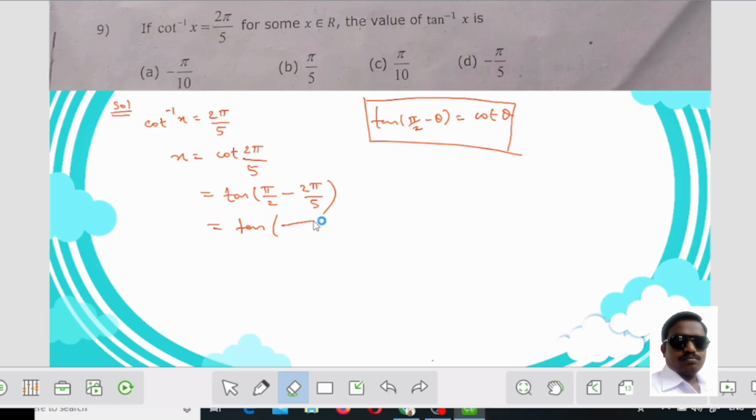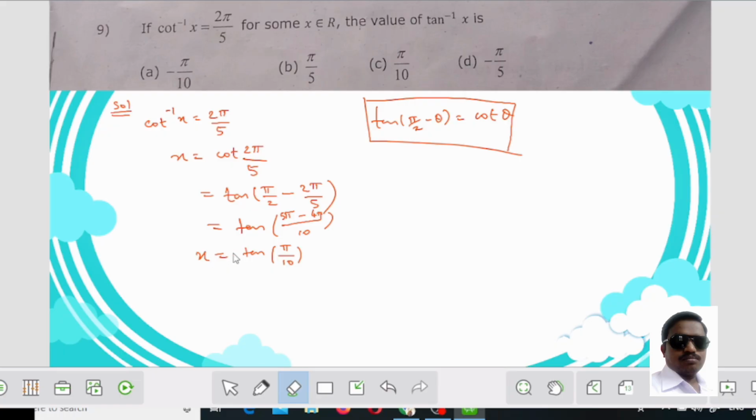The LCM of 2 and 5 is 10. 2 into 5 will become 10, so you multiply by 5 on the numerator: 5 pi. Then 5 into 2 will become 10, so you multiply 2 on the numerator: 2 into 2 pi, 4 pi. 5 pi minus 4 pi, so x equal to tan pi by 10.